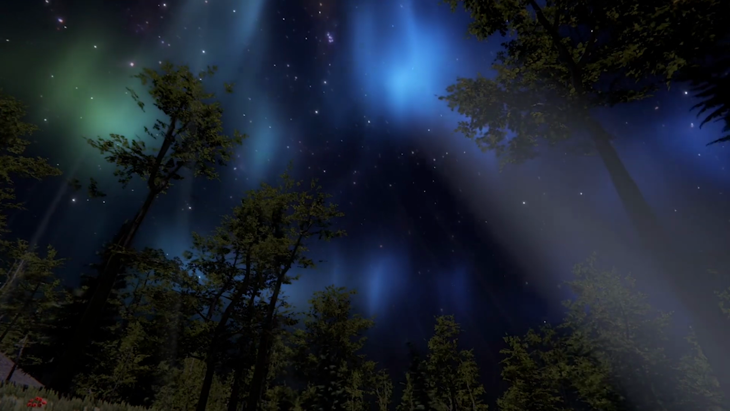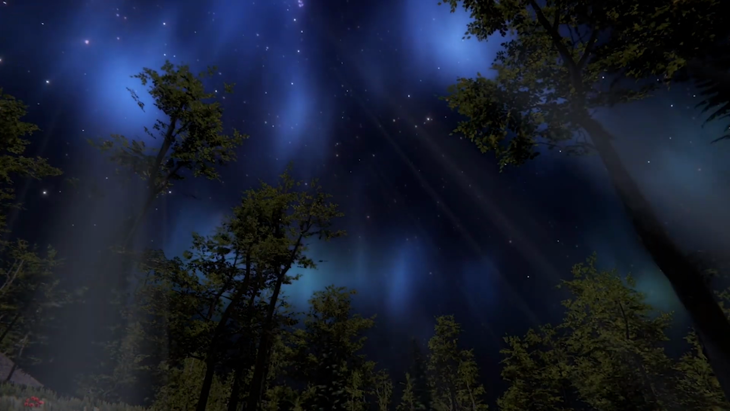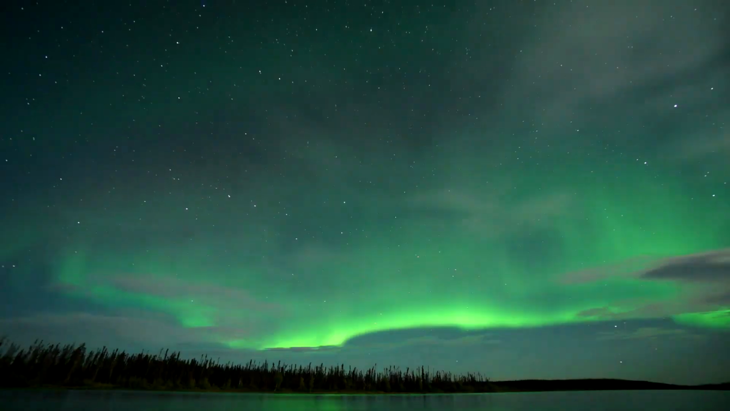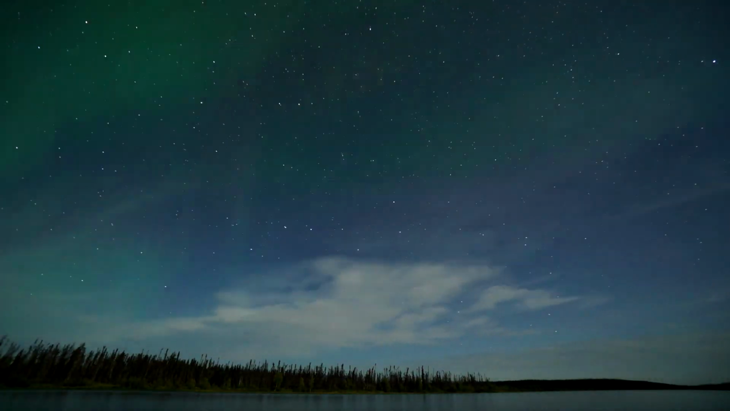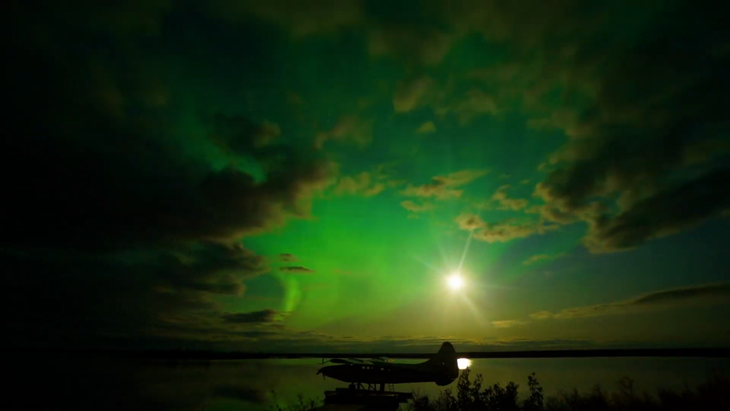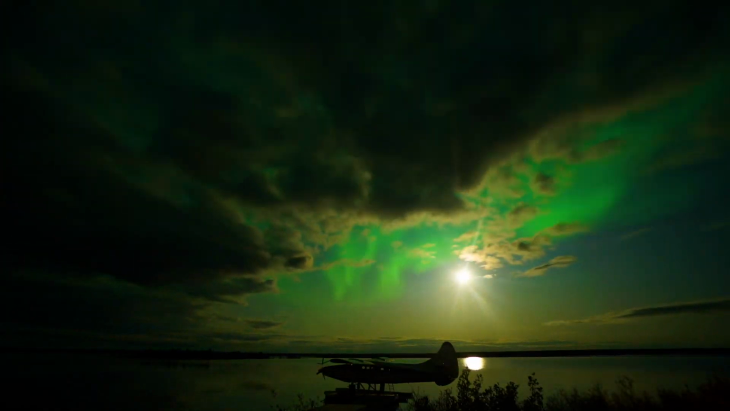Auroras often appear as curtains of light because the magnetic field lines create a structure that charged particles follow. These curtains can form arcs that stretch across the sky. The interaction of magnetic fields can also create swelling patterns or coronas when viewed from directly below.